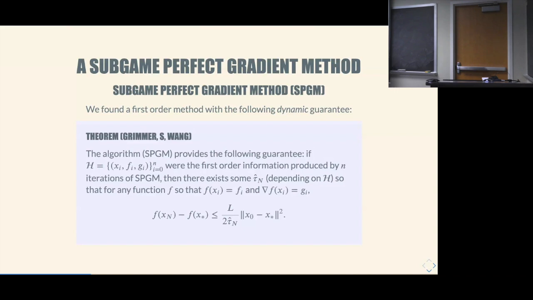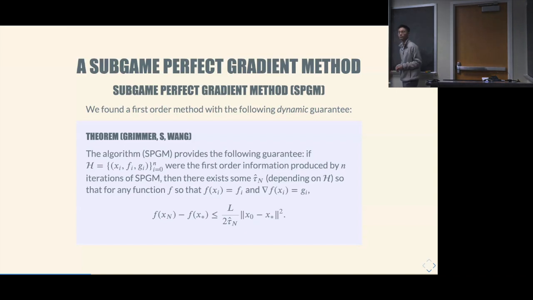This is some function of the history of the game so far, such that for any function which agrees with these values and gradients at the query points that have been chosen so far, I have this guarantee. So tau n hat is my payoff for this game.